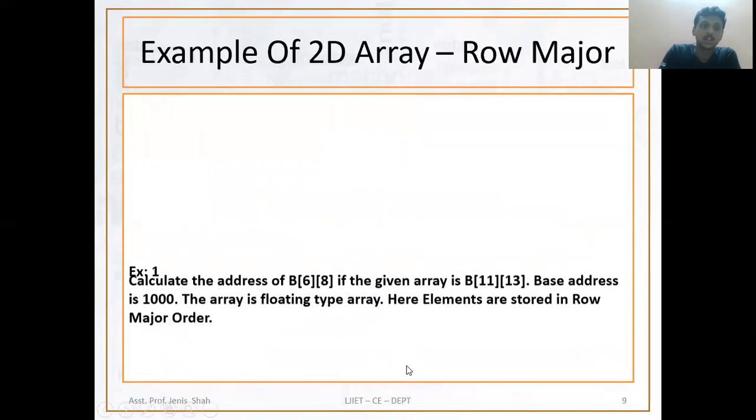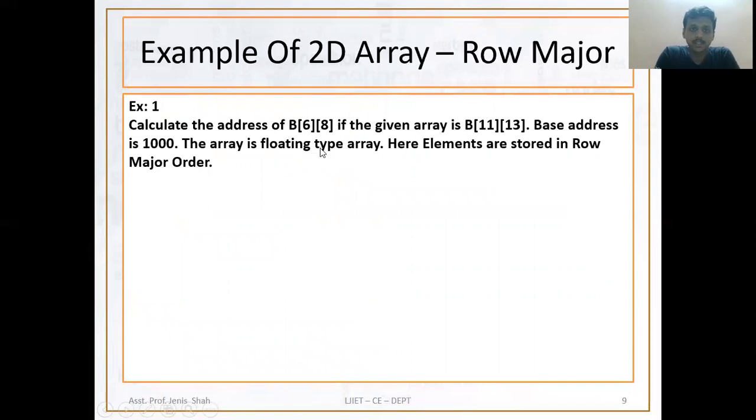Now, example: calculate the address of B[6][8]. So we have row index 6, column index 8. If the given array is B[11][13], that means total number of rows and total number of columns are already given: 11 rows, 13 columns. Base address is 1000. The array is a floating type array. So here elements are stored in row major order. Find out the address of B[6][8].